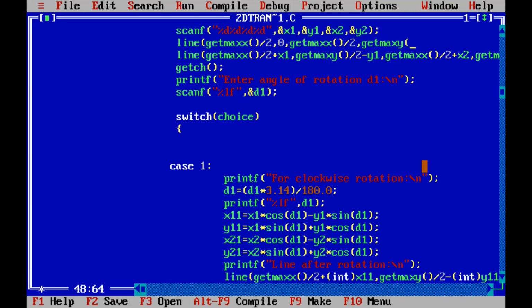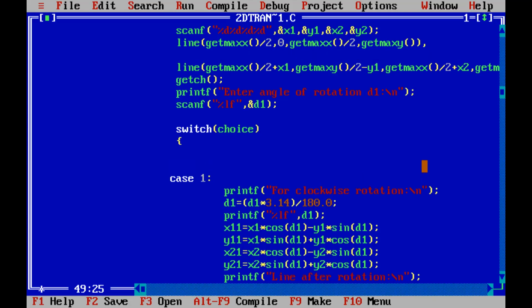So this is your vertical axis, which is running from 0 to maximum y and half of the x. So half of the screen, the vertical axis is this. And in the line function, I will have get max x, sorry. It will run from 0 value of x and y by 2, comma, get max x, comma, get max y by 2.